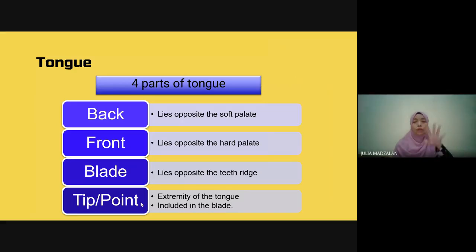So there are 4 parts of the tongue lah. Basically, kalau we can dissect our tongue, we will divide it into 4 parts lah. The first one would be the back of the tongue. It lies opposite the soft palate. Kan, soft palate towards the end kan, towards the end.